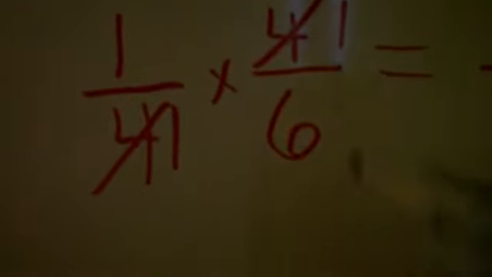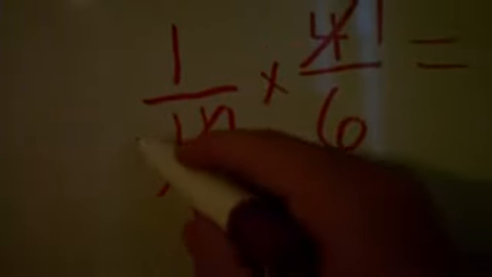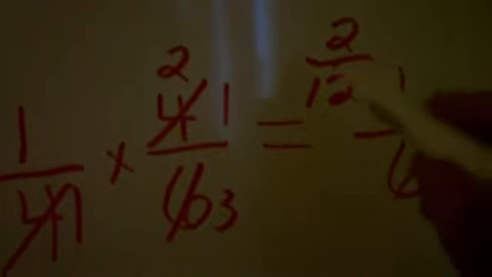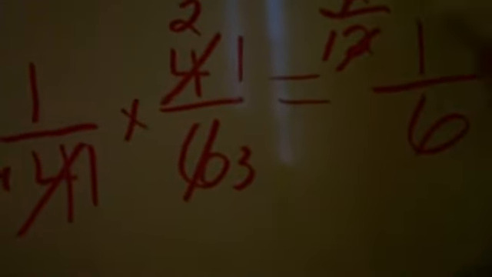If you would have done it the other way, you would have had 2/3. This would have been 2. 4 times 3 is 12. And then you could have reduced it and got the same answer, 1/6. So either way, as a way of reducing, it works.